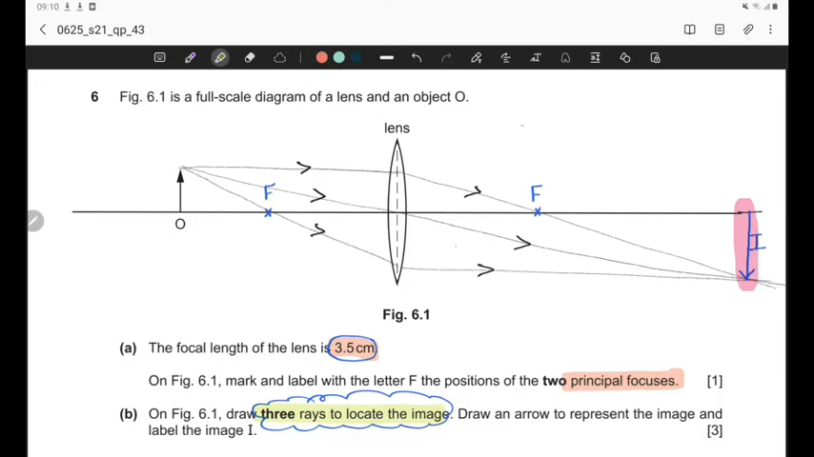In order to get an image which must be enlarged, upright and virtual, we should keep the object between the principal focus and the lens. So the new object position should be like this, and we need to mark it as P as mentioned in the question. If you place the object here, you will get an image with these properties, which are similar to a magnifying glass.